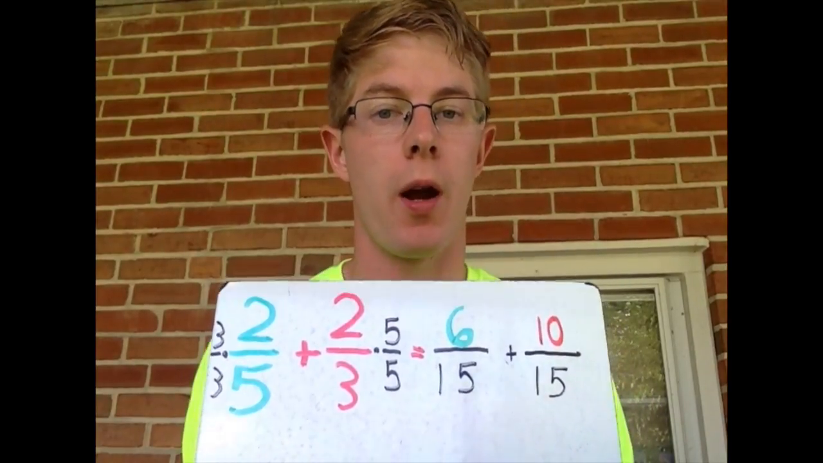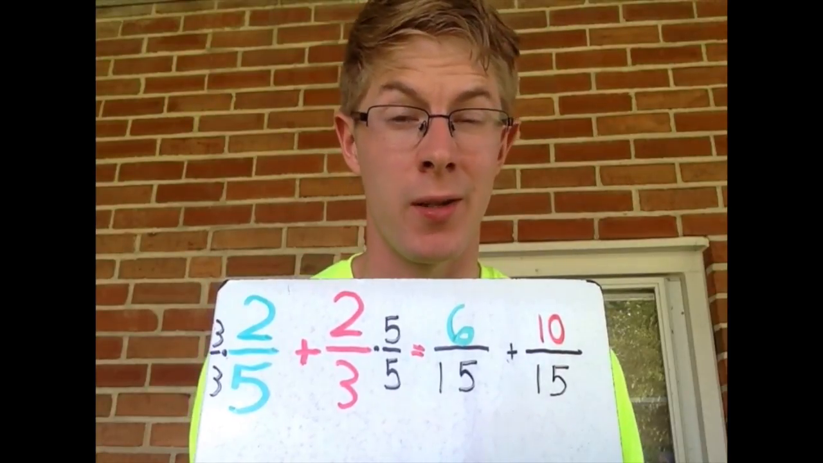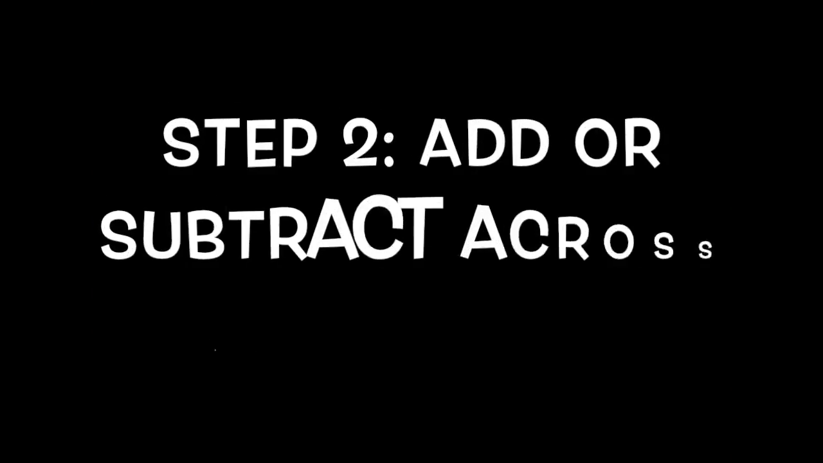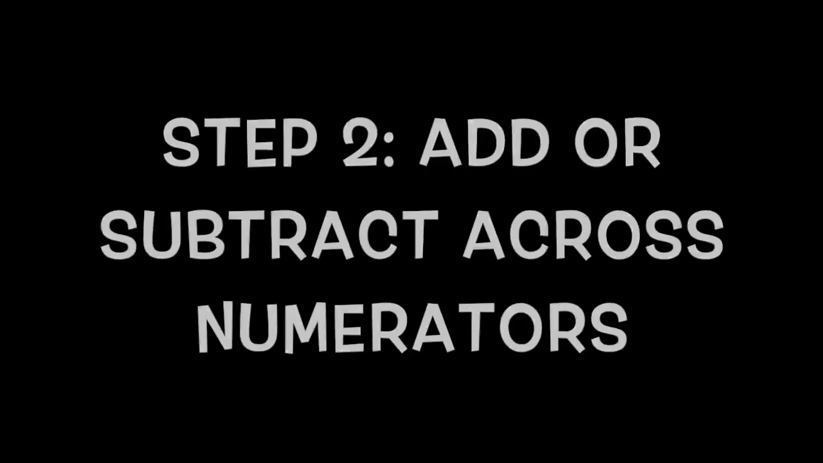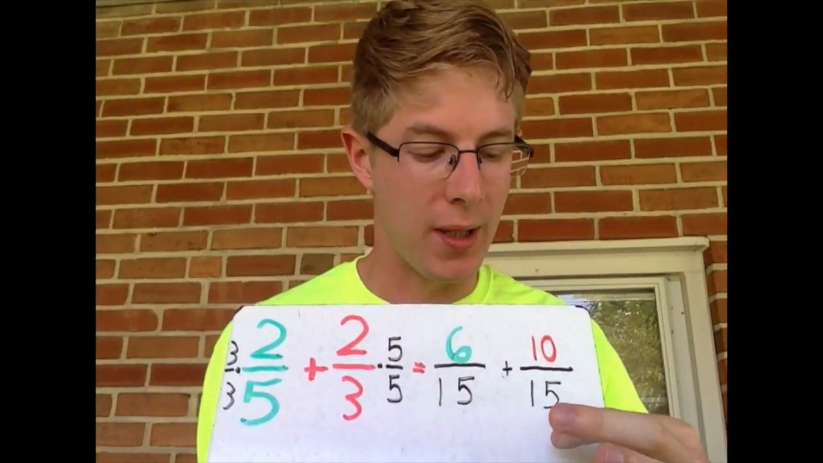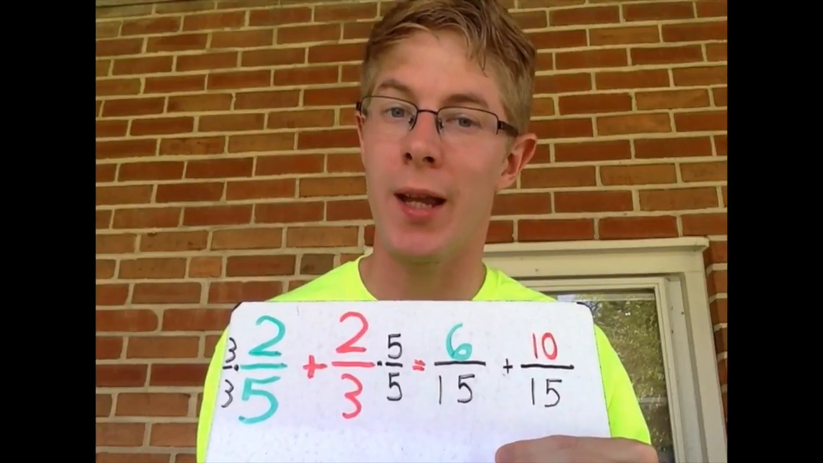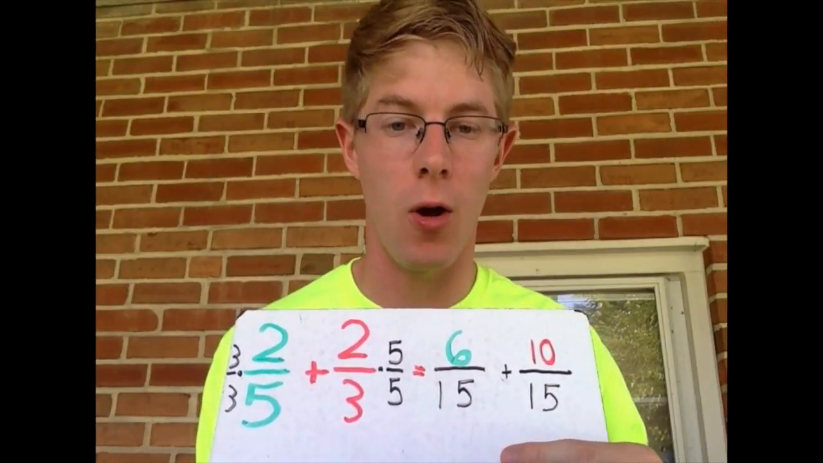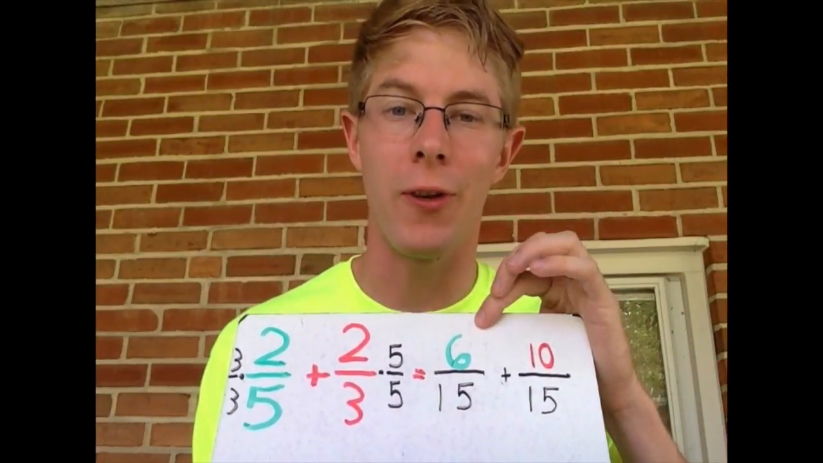And then here is where adding and subtracting become a little different. And here's the only difference. Adding, I'm going to add across my numerator. So I'm going to take 6 plus 10 to give me 16. But the denominator stays the same. When you find that common denominator, that stays. So I'm going to have 16 over 15.